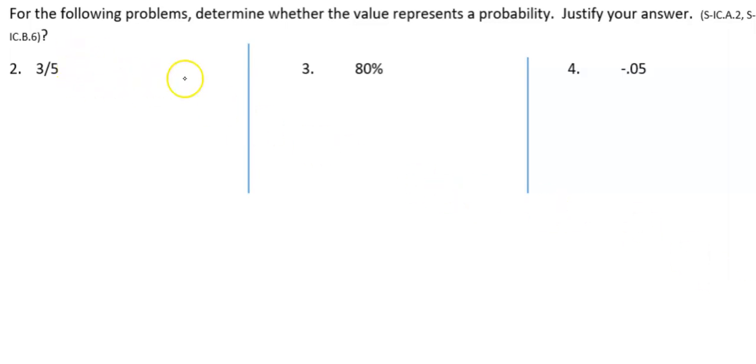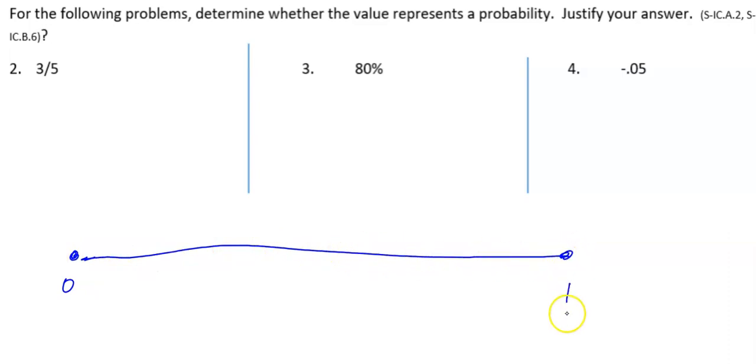So for questions 2, 3, and 4, I want to know whether each of these values is a probability. So remember, to be a probability, you have to start at 0 and end at 1. So are there any of these that don't meet that criteria? Probabilities can be any number between 0 and 1.